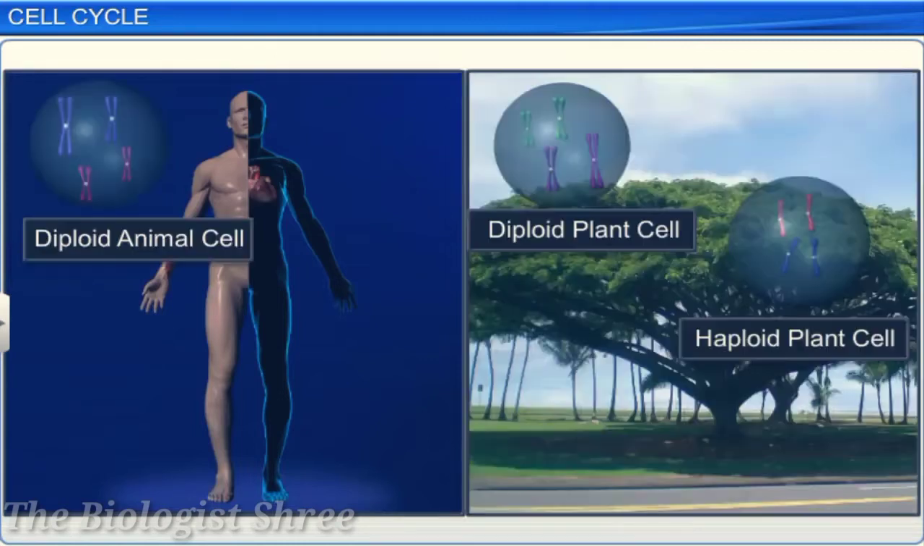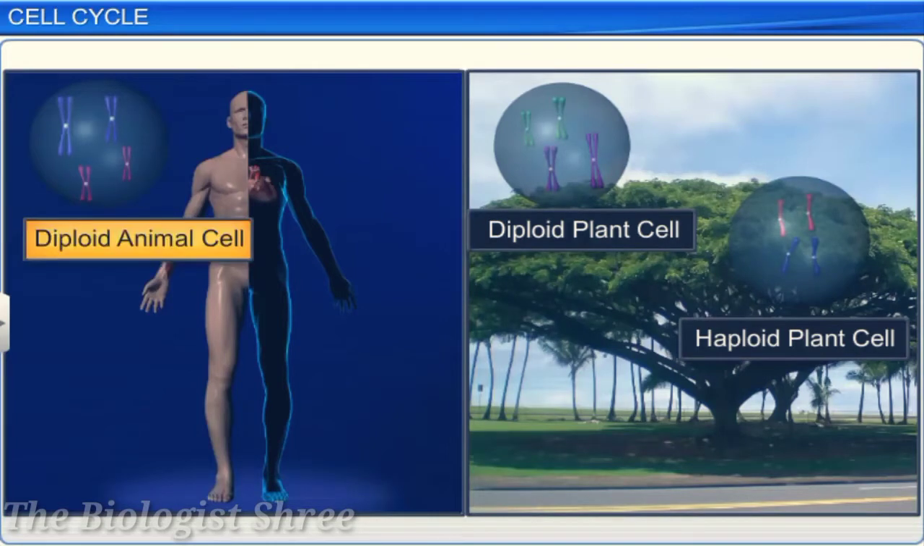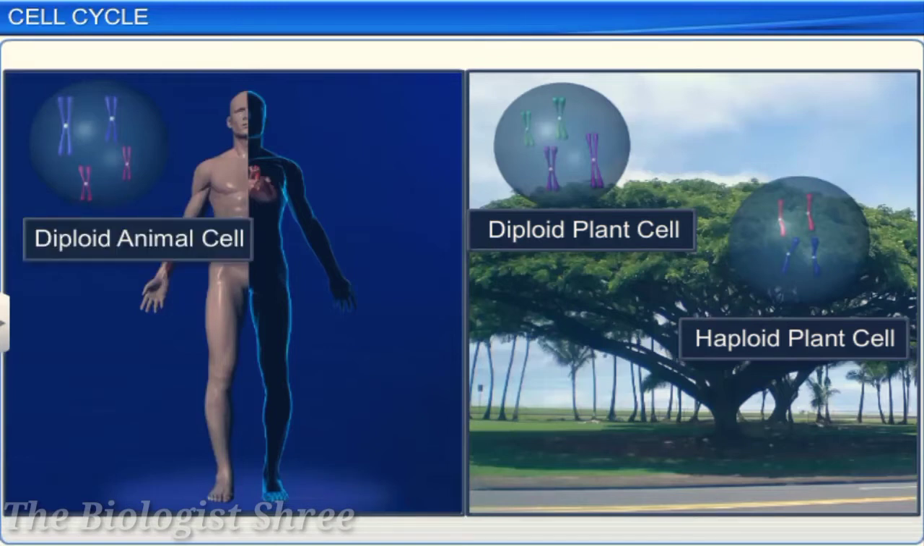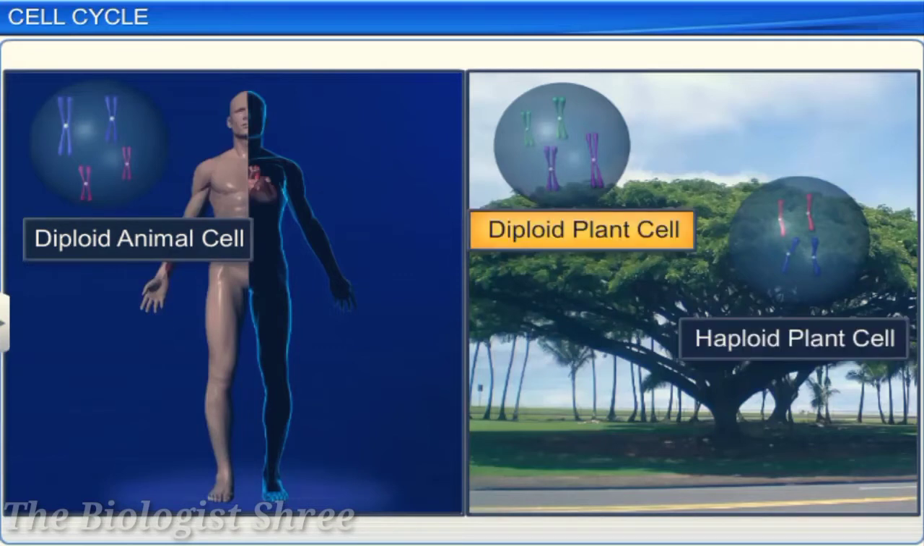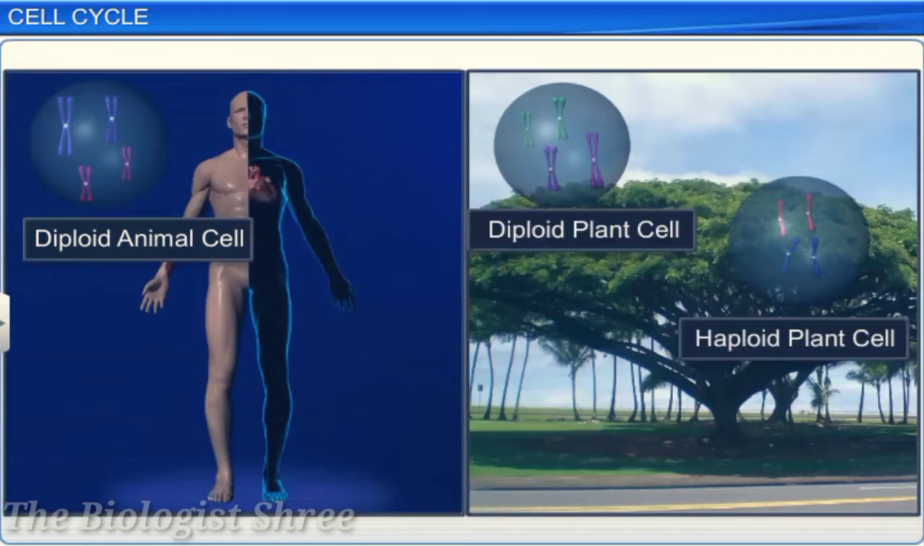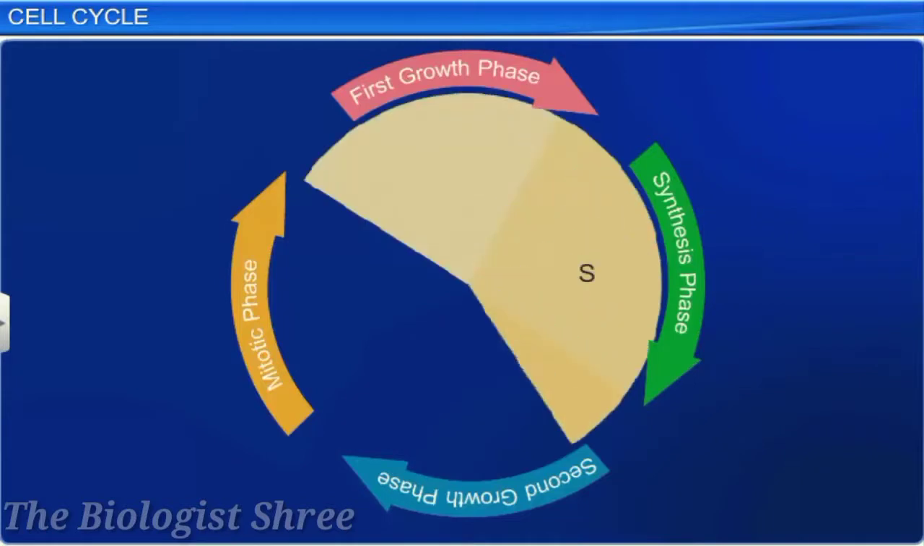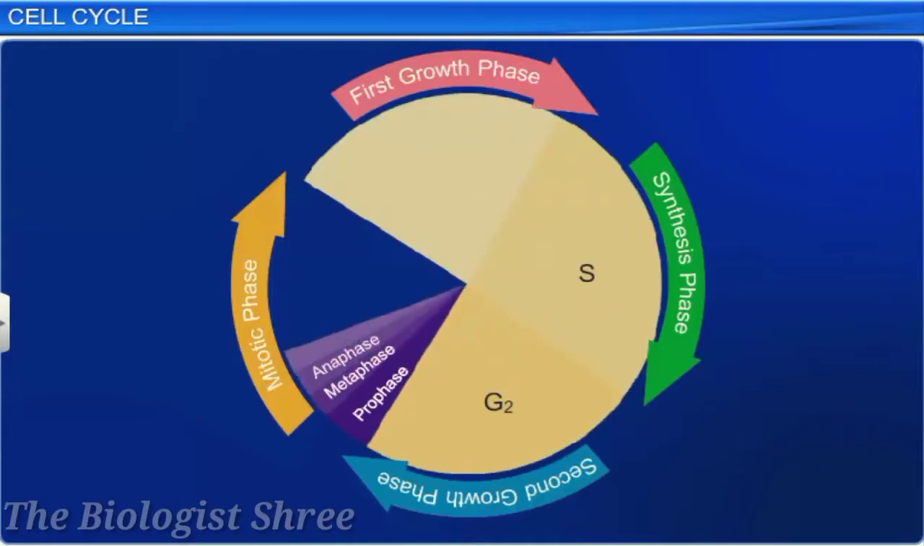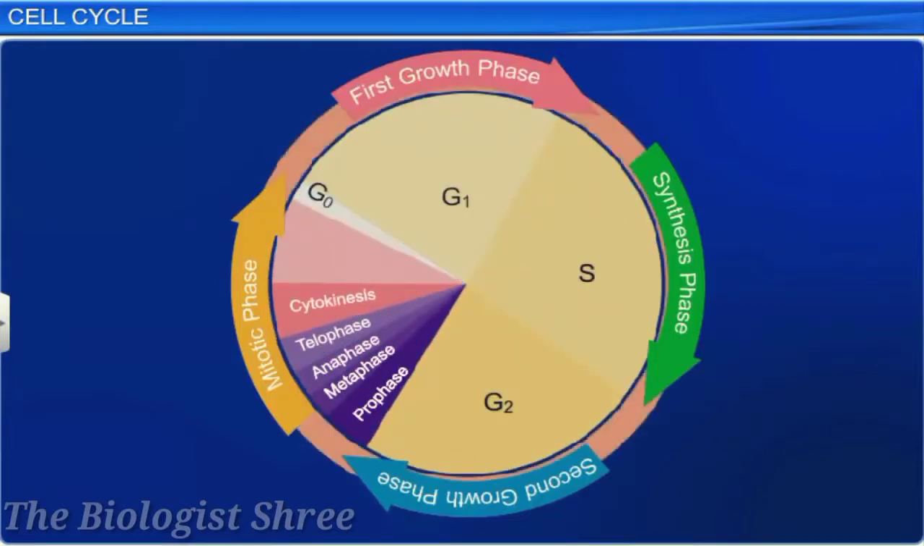Moreover, in animal cells, mitotic cell division occurs only in diploid somatic cells, whereas in plants, it is seen in both haploid and diploid cells. In living organisms, the cell cycle is a series of events that leads to cell duplication and division, resulting in the growth of organisms.